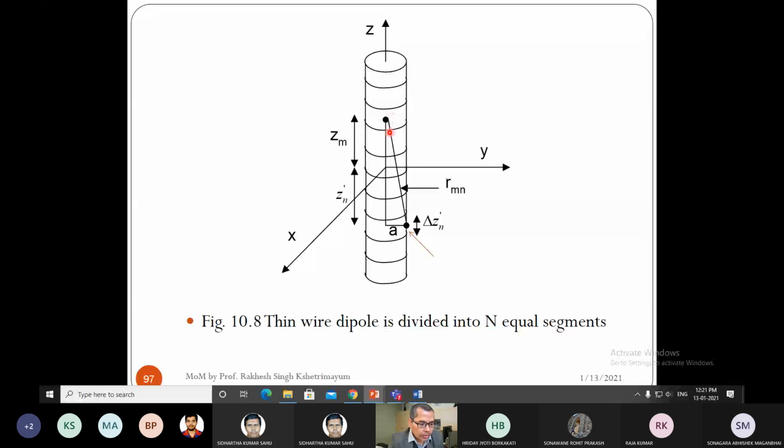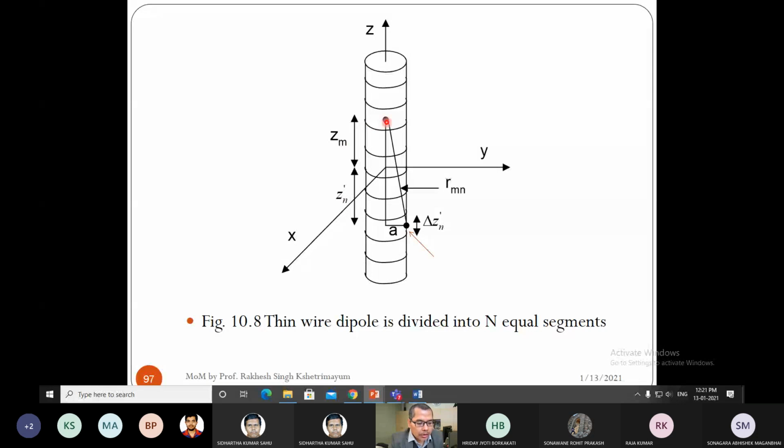So I will make an observation along the axis of the wire. This is one observation point, any arbitrary observation point M, Zm. Zn dash is the source point; the dash denotes the source point. This is just a notation. It doesn't mean it will have variation only over Z. Zn dash means this location here, and Zm is this location here.